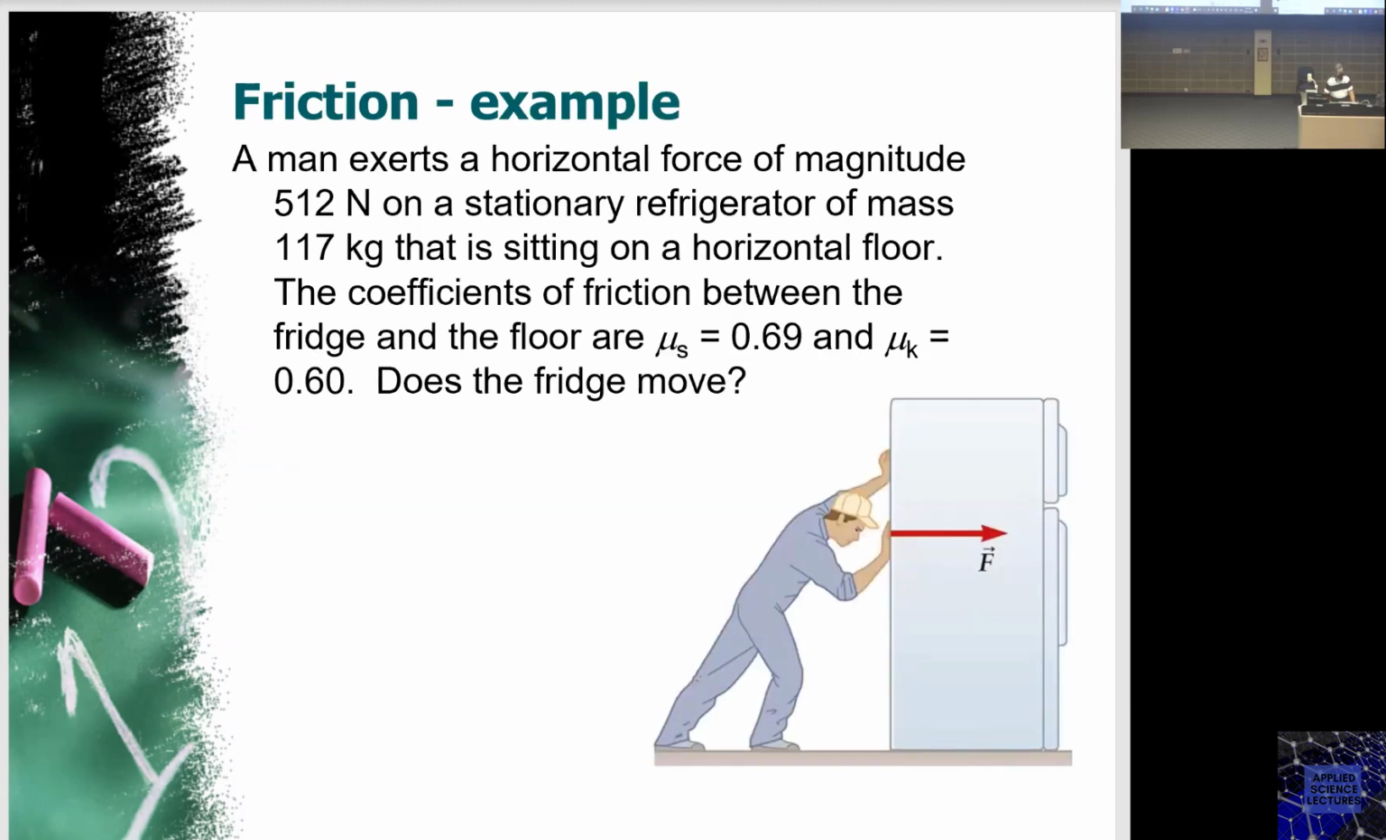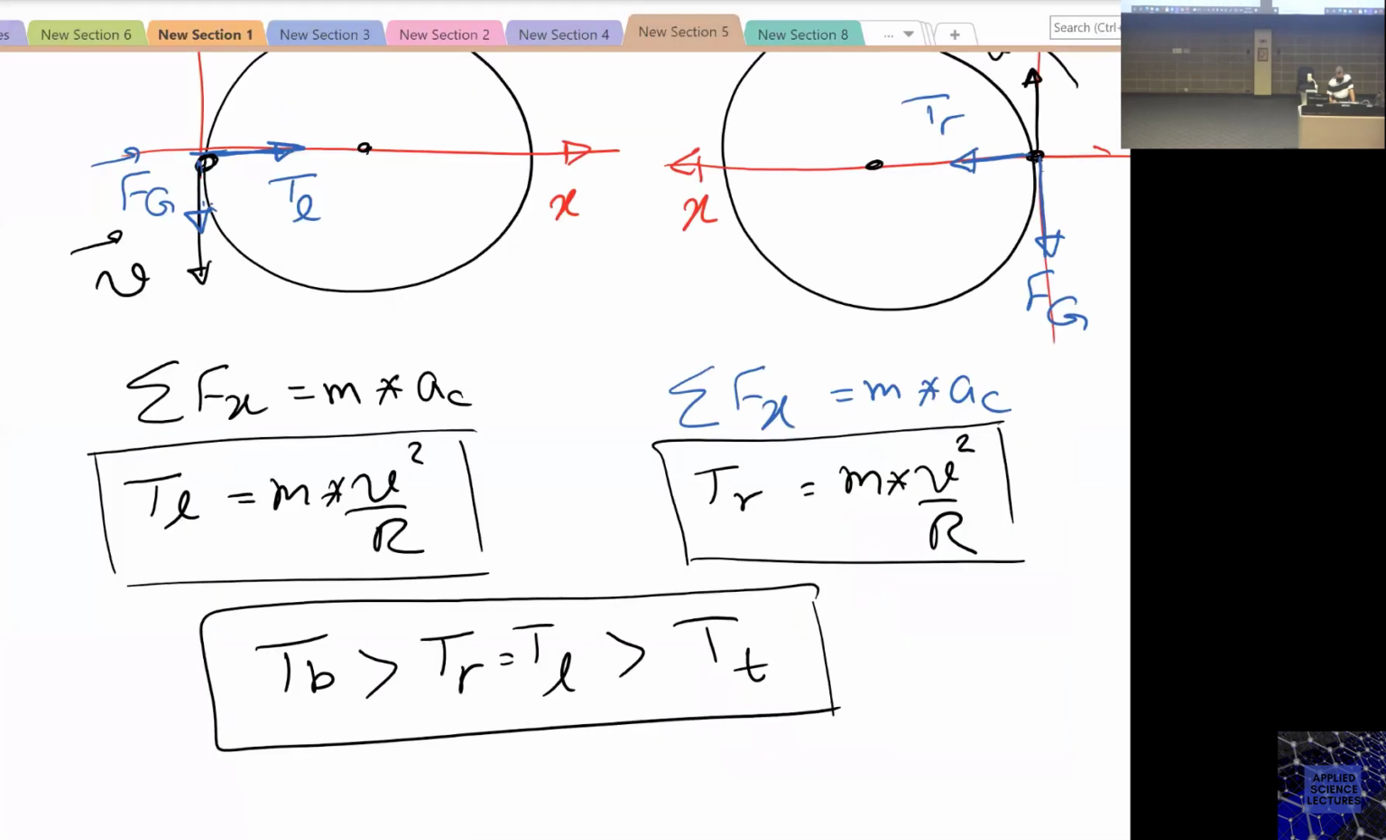So let's have a look at this example. This is going to explain to us how to evaluate an object that is stationary with a force applied on it, with the existence of the static friction. A man exerts a horizontal force of magnitude 512 Newton on a stationary refrigerator of mass 117 kg that is sitting on a horizontal floor. The coefficients of friction between the fridge and the floor are μs 0.69 and μk 0.6. Does the fridge move? Again, we said in order to know if the fridge moves or not, we need to evaluate the force that is applied against the maximum static friction.